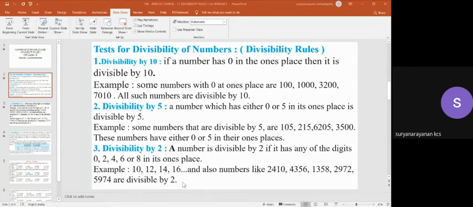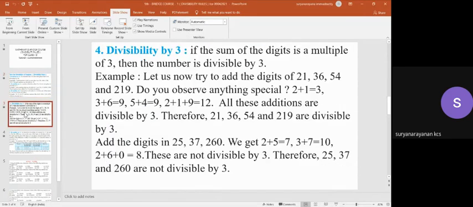You have already learned these divisibility rules. Just to strengthen our previous knowledge, we are recalling these points. Now come to the next divisibility rule. What is the next divisibility rule? Sir, divisibility by 3. Yes, very good. Let us see this rule, my dear children.